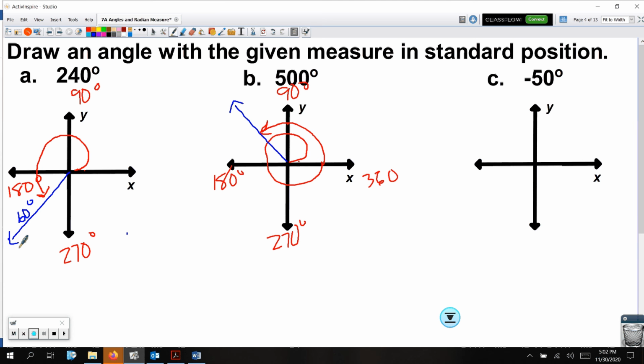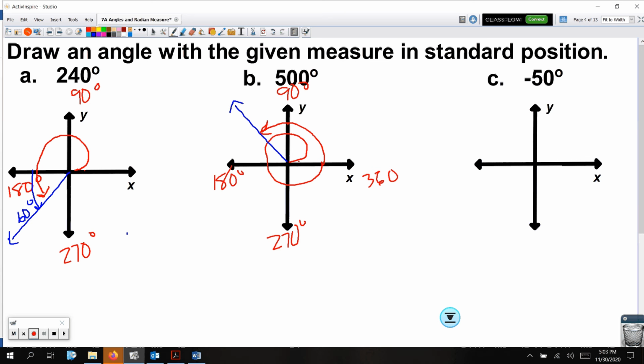You don't have to put this 60 degrees like I did there. That was just me saying what that measure is. I'm just going to leave B the way it is. That is 500 degrees right there. You had to make a whole rotation and then a little bit more. All right, so negative 50 degrees, that means I have to go the other way.